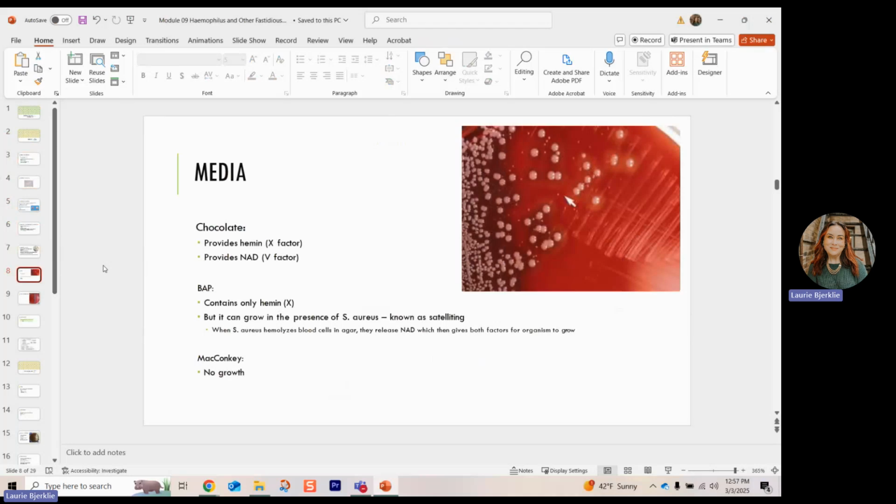All right, so let's get into lab testing for these organisms for Haemophilus. Again, chocolate agar is the best because it provides them with those X and V factors. Blood agar, as I mentioned before, does contain the X factor. It does not contain the V factor.